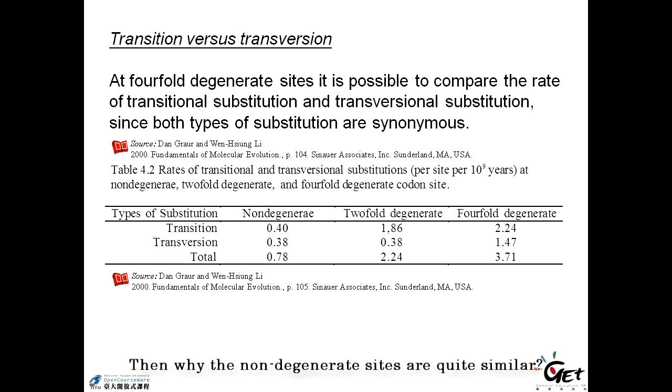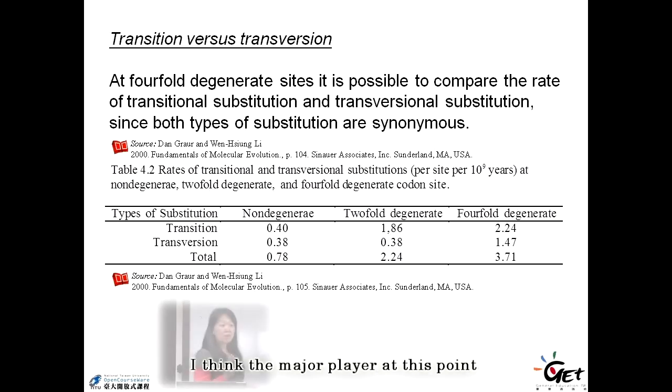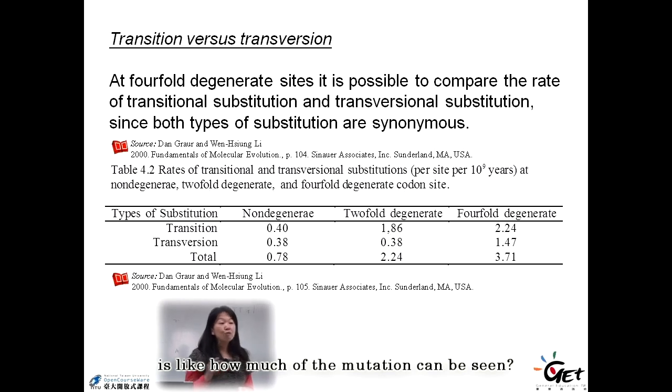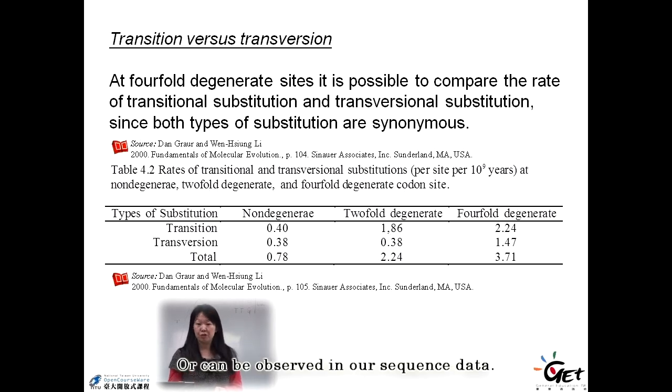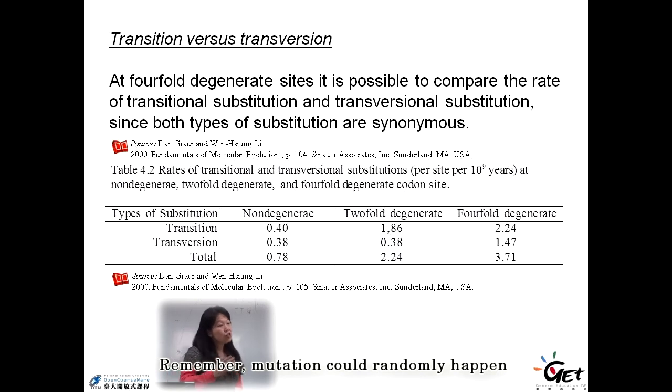Then why are the non-degenerate sites quite similar? I think the major player at this point is how much of the mutation can be seen or observed in our sequence data. Remember, mutation could randomly happen at any position.